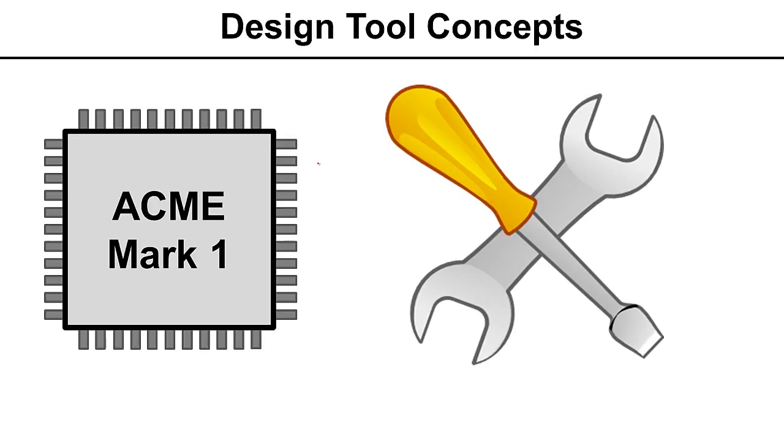And in this video, we're going to spend a little bit of time talking about some design tool concepts. So we spent some time going over what a microcontroller is and looking at how it works from a high-level view and what types of interfaces you would have. We've also looked at what's inside of that microcontroller, what to expect and what you're going to see in the generic microcontroller, for example, our Acme Mark One brand microcontroller.